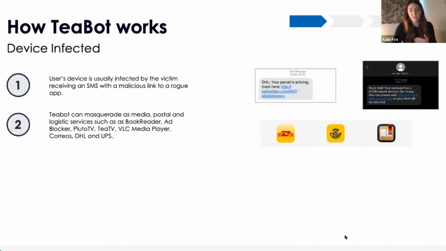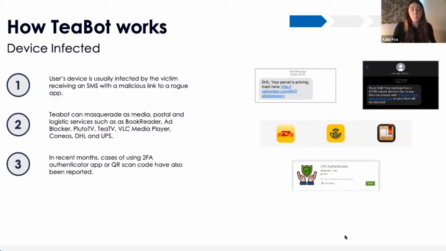TBot is very clever in that it masquerades as a normal app. So the user doesn't really know that the app's there, and it masquerades as a media, postal or logistics service app. The user doesn't know that when they've clicked on this link, that app's been downloaded and is sitting in the background.